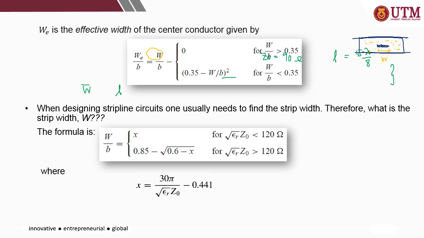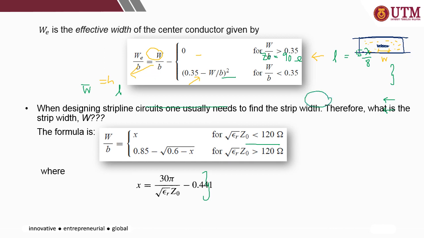Okay, so the effective width can be calculated by using this equation, and B again is equal to H, the thickness of the overall structure. So for W over B larger than 0.35, the ratio of the effective width WE divided by B equals 0, and otherwise it will be this. Alright.